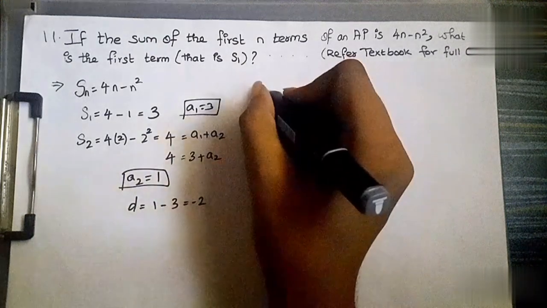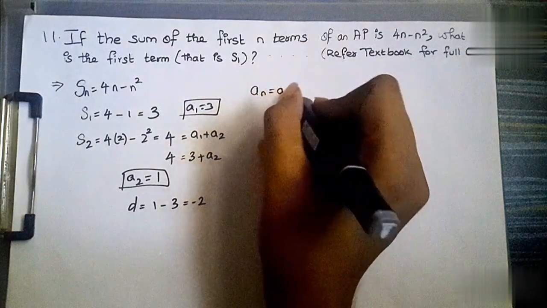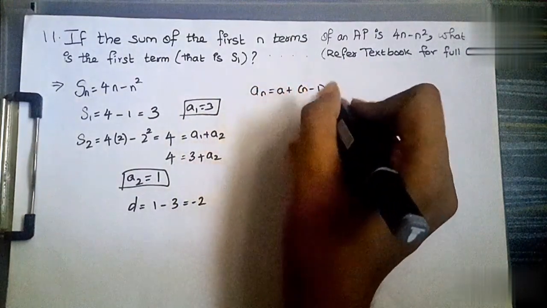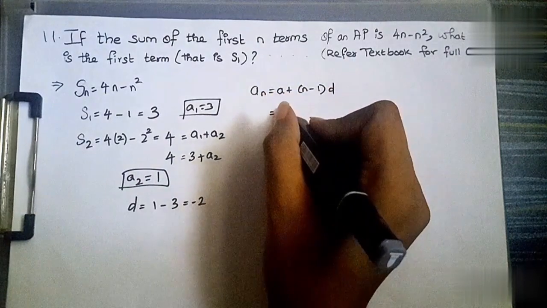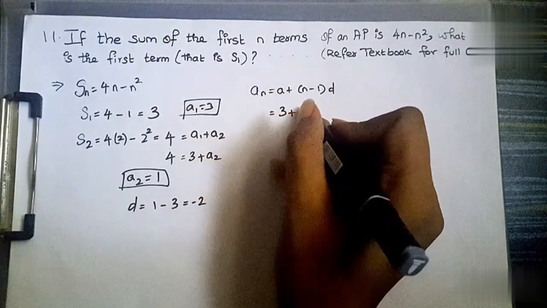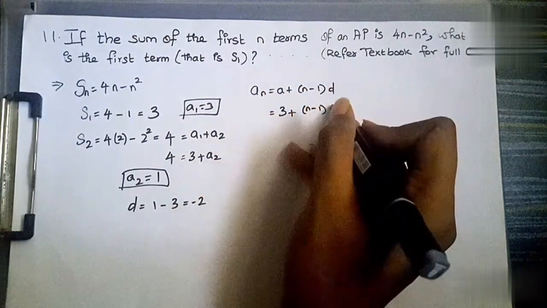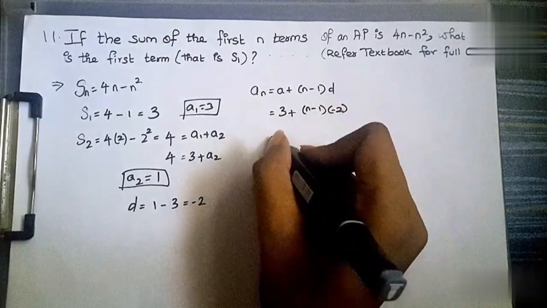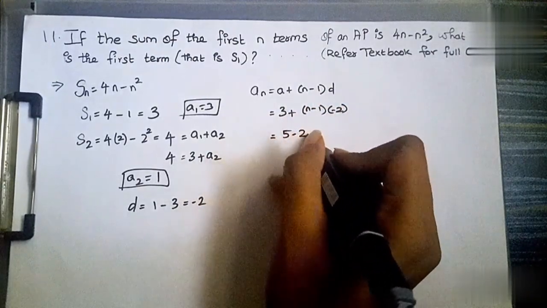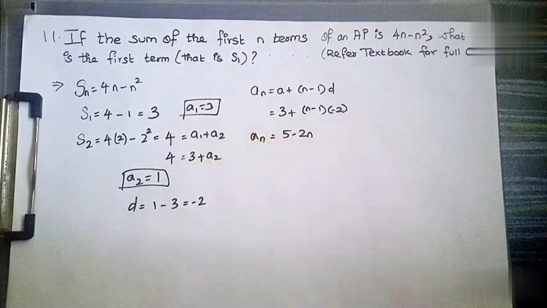Now the nth term, that is An, equal to A plus n minus 1 into D, where the value of A is nothing but 3 plus n minus 1 into minus 2, which is your common difference. So that gives you 5 minus 2n as your An value. If you want to find the value of A3, you can substitute the value of n to be 3. Now as per the question, they are asking us to similarly find the third and the 10th term.